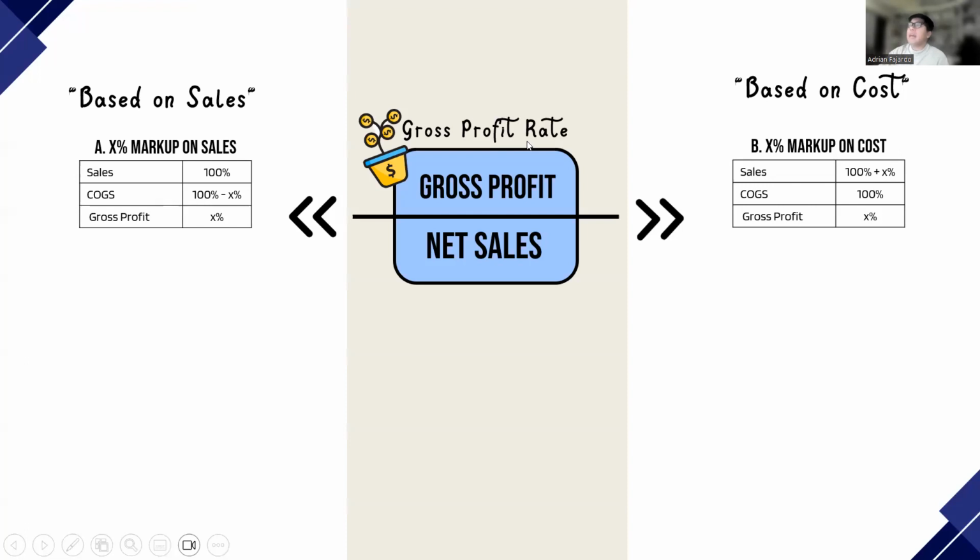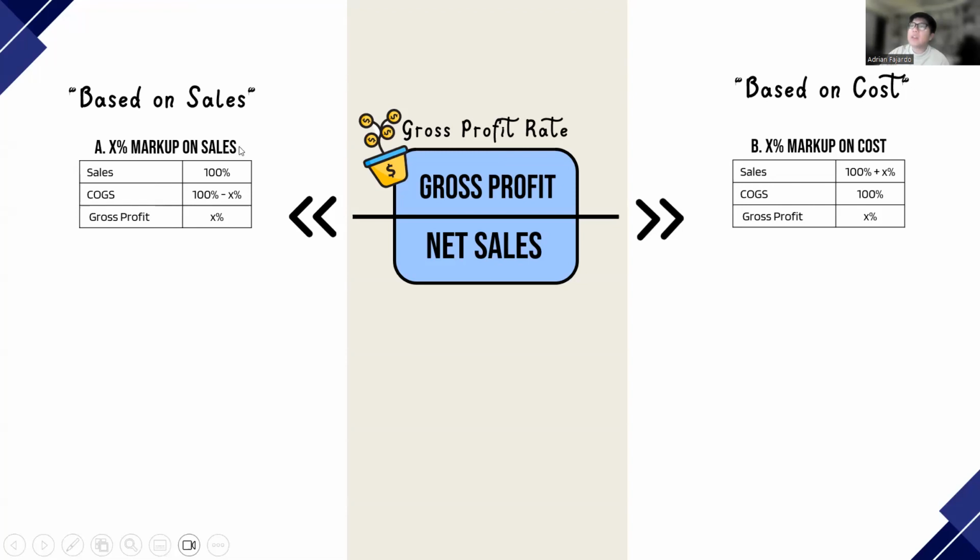So, something to note is that yung gross profit rate mo has two types. So, gross profit rate, ang base niya is gross profit over net sales. Now, meron siyang based on sales and based on cost. Meaning, when you say based on sales, it's a percentage markup on sales, while on based on cost, it's a percentage markup on cost. So, ano lang yung maiba?